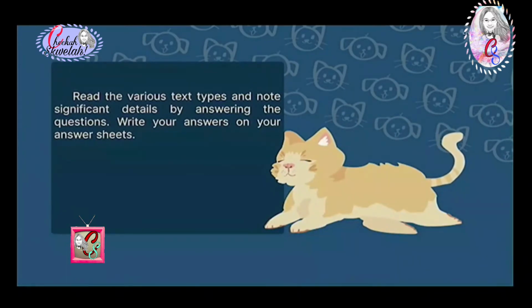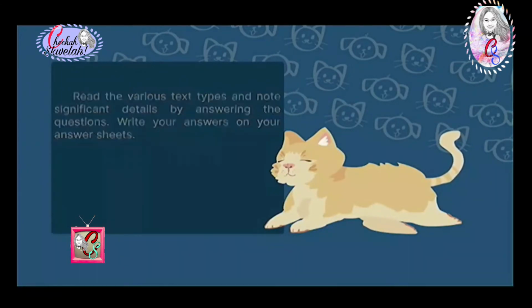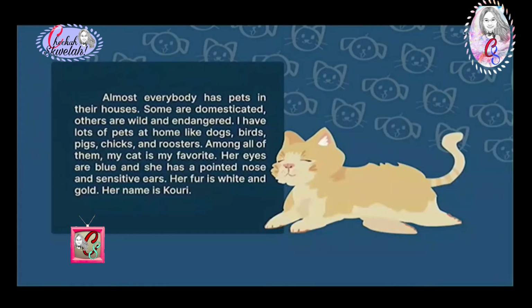Write your answers on your answer sheets. Letter A. Almost everybody has pets in their houses. Some are domesticated, others are wild and endangered. I have lots of pets at home like dogs, birds, pigs, chicks, and roosters. Among all of them, my cat is my favorite. Her eyes are blue and she has a pointed nose and sensitive ears. Her fur is white and gold.